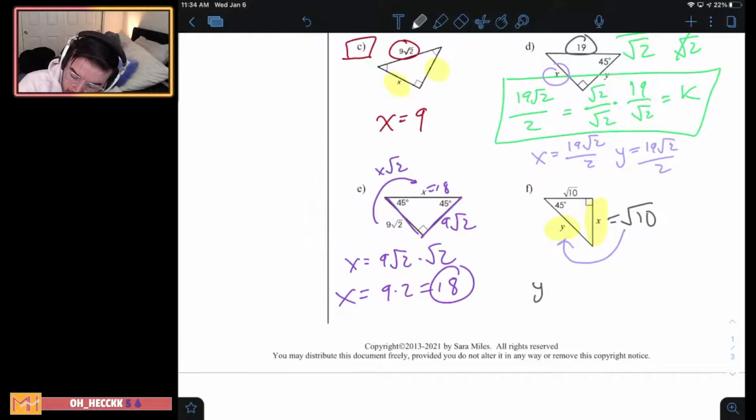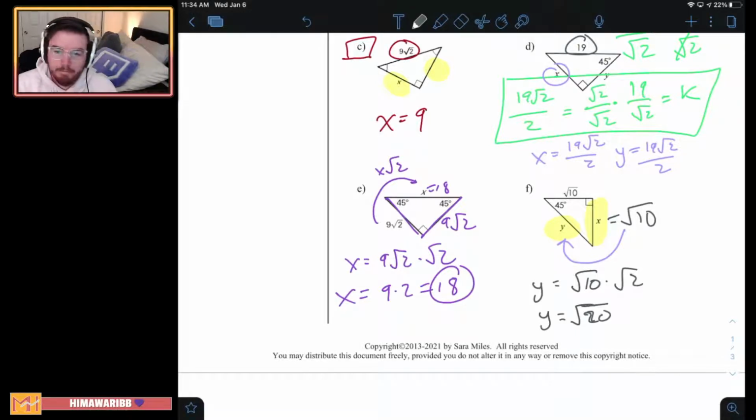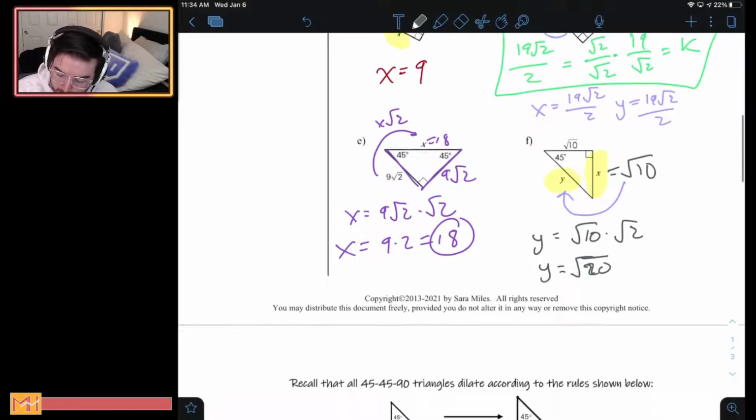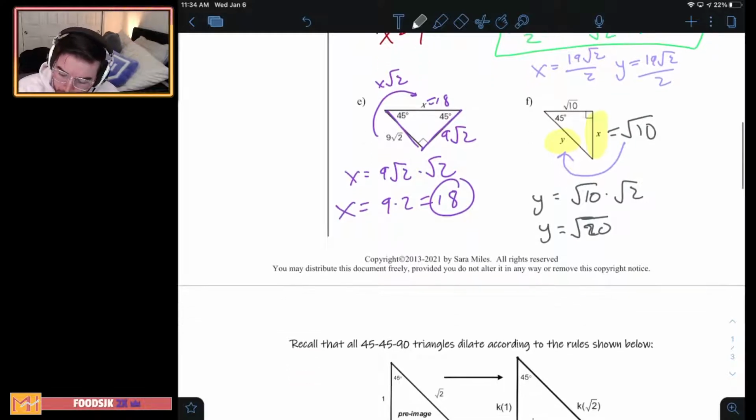So when you multiply by root 2, root 10 times root 2 is the square root of 20. You combine the insides, which simplifies to be, sorry, 2 root 5. Do you remember how to simplify? You find the biggest perfect square. This is 4 times 5. 4 is a perfect square. What's the square root of 4? 2, and then the 5 is left over. 2 root 5.